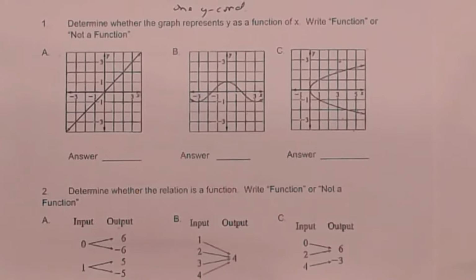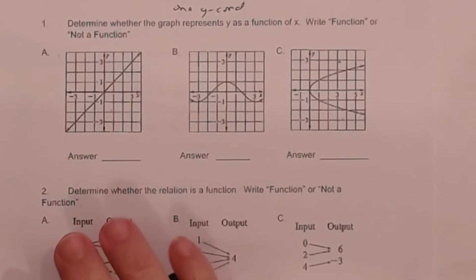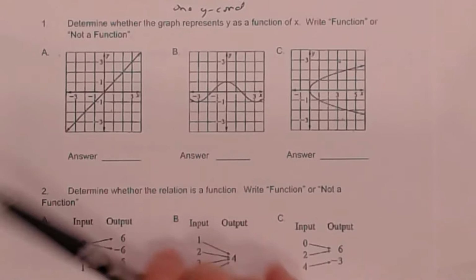This is a key to worksheet 29, or topic 29. In number one, you're asked to determine whether the graph represents y as a function of x. Then you write the word "function" if it is a function, or if it's not a function, you just write the words "not a function."